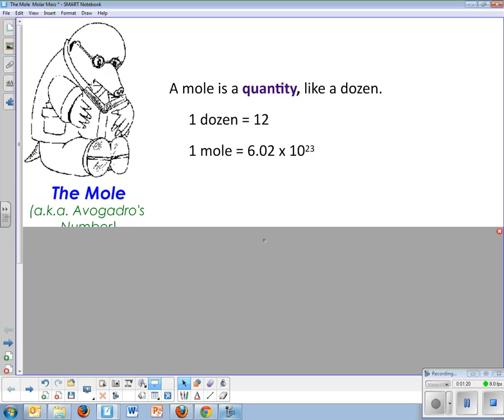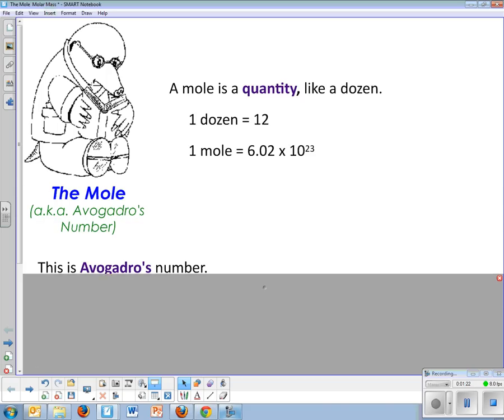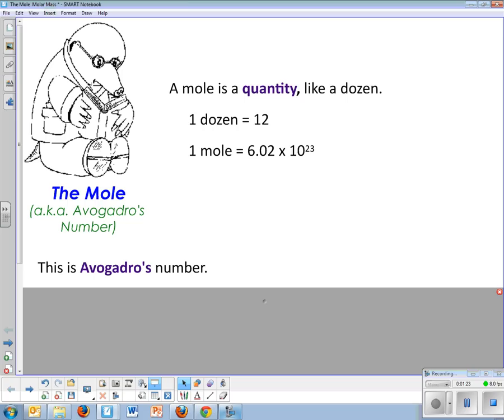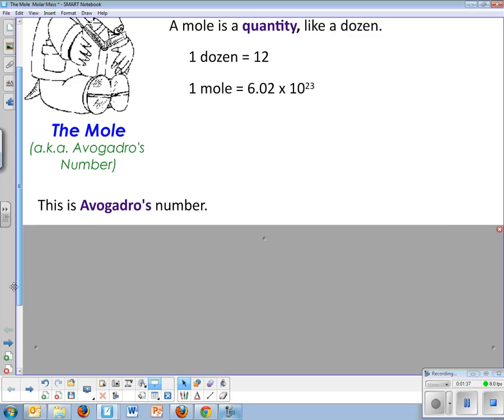So, this is called Avogadro's number. Amedeo Avogadro is his name, pretty cool name. He came up with this quantity as a way to measure really small things, like I said, atoms or molecules. So know that this is Avogadro's number. I know it kind of looks like avocado.